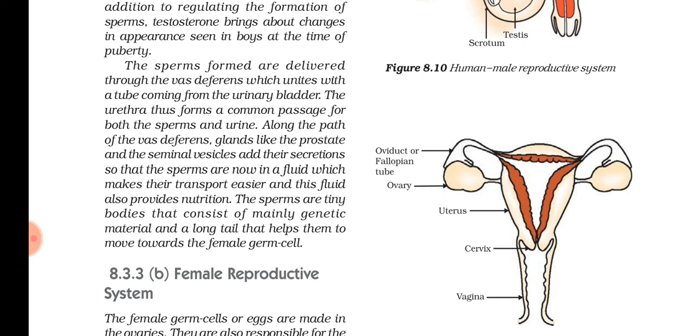Because why? Because they are produced after meiosis. We have studied that meiosis is the cell division that takes place in the formation of gametes. So this halves the number of chromosomes. That is, in the sperm and in the egg, only 23 chromosomes will be there. So sperms contain the genetic material, and each has a long tail which helps in movement towards the female germ cell.